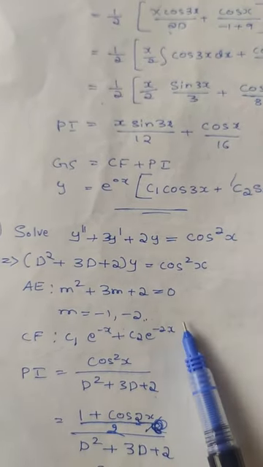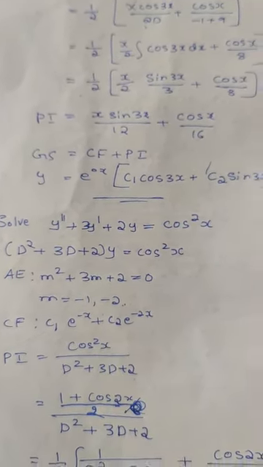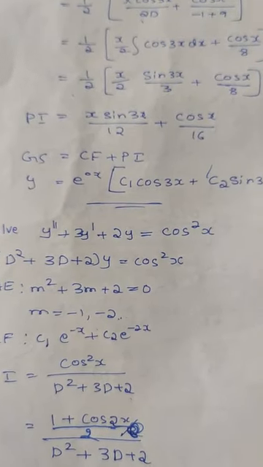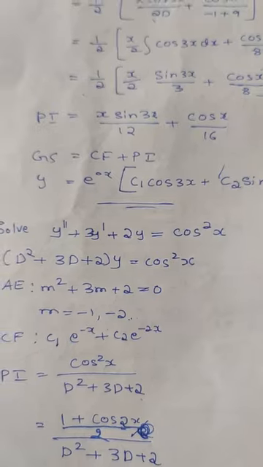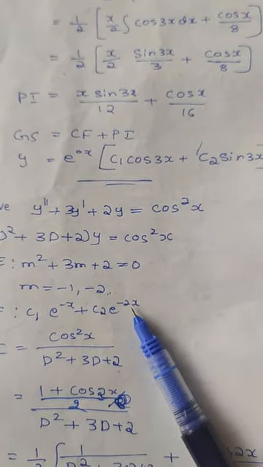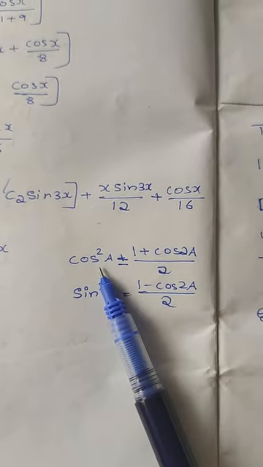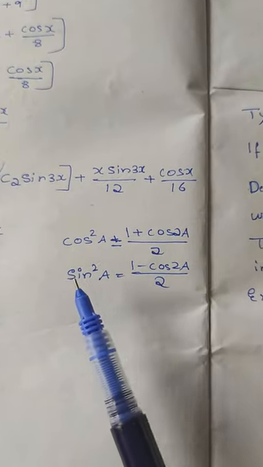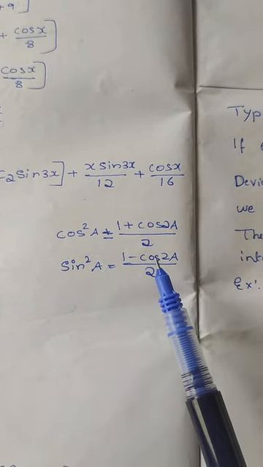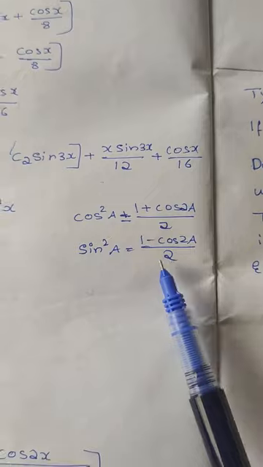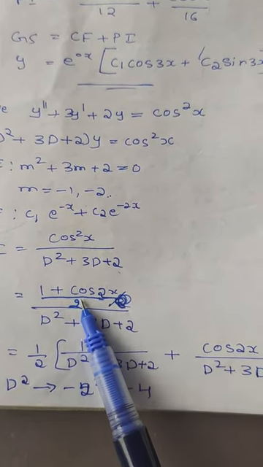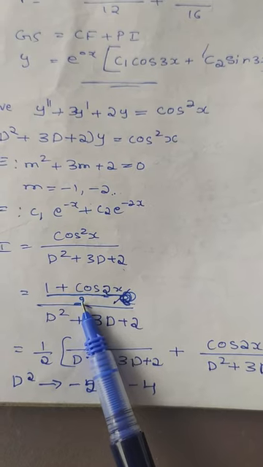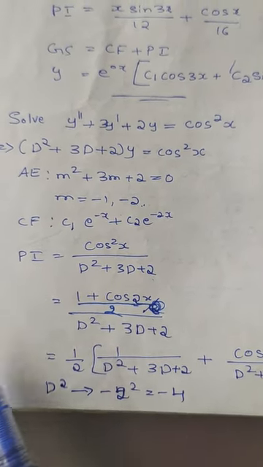Now come to the RHS. We have cos square. Convert into sin or cos ax form with power 1 always. Cos square x can be done as, see, cos square a is 1 plus cos 2a divided by 2. If it is sin square, 1 minus cos 2a divided by 2. Since we have cos square, it is 1 plus cos 2x divided by 2. Take 1 by 2 outside.